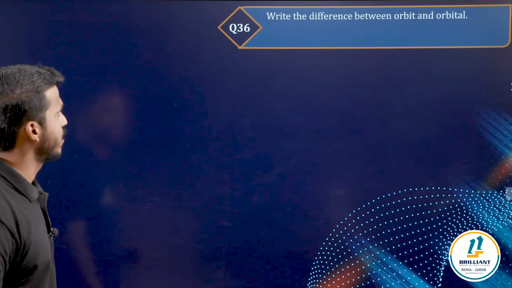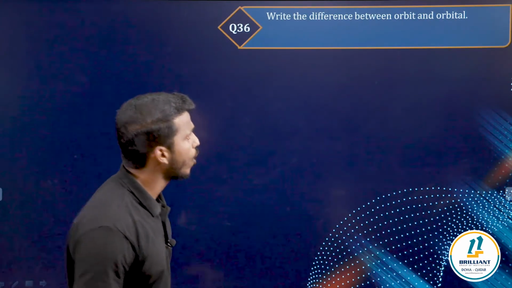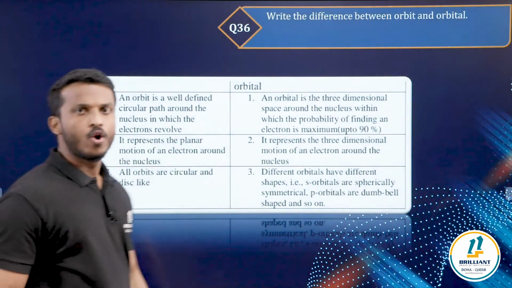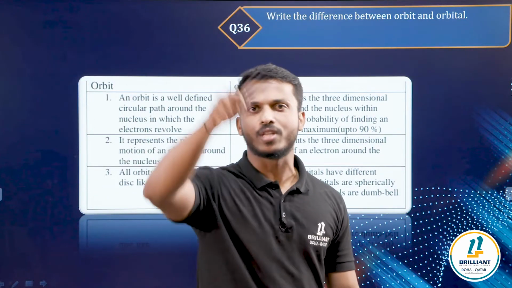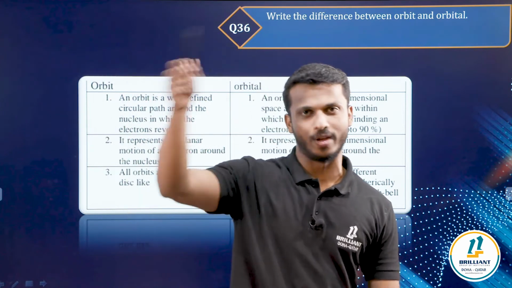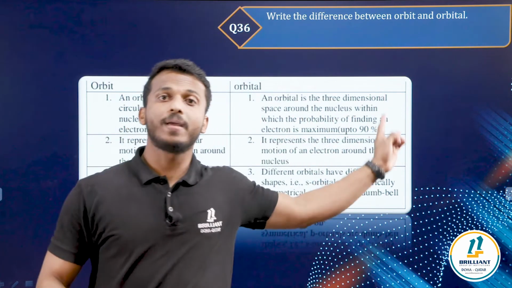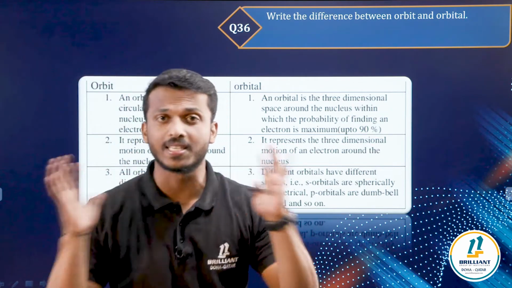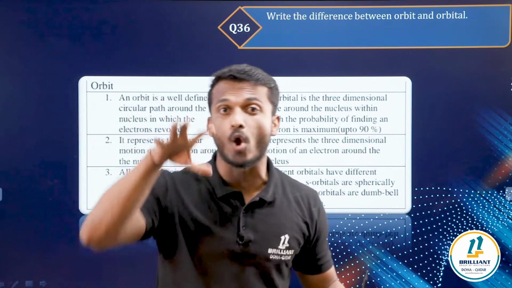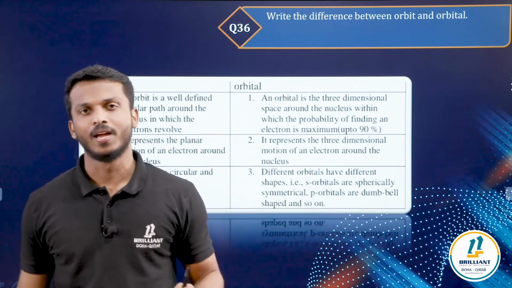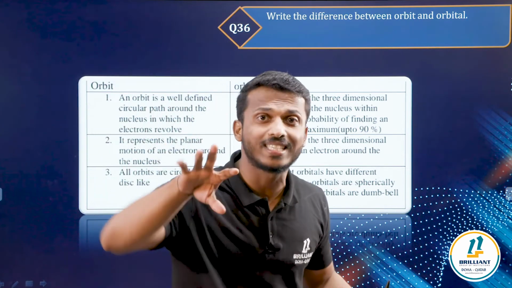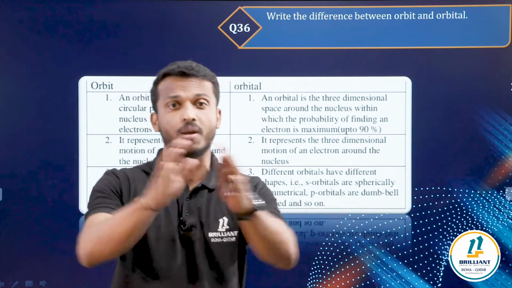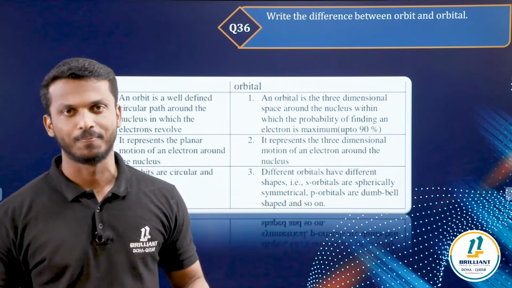Question number 36. Write the difference between orbit and orbital. Very important question, dear all. Orbit is a circular path around the nucleus where electrons are revolving. First, what is orbital? SPDF orbital. Orbital means it's a region where there is maximum probability to find an electron. Do you remember what a node is? Node is a region where there is no probability to find an electron. Orbital is a region where there is maximum probability to find an electron.